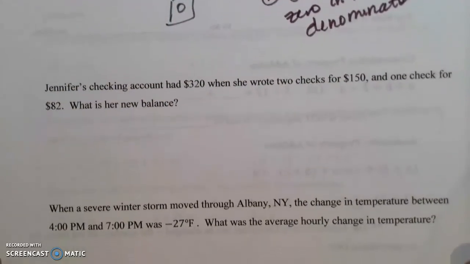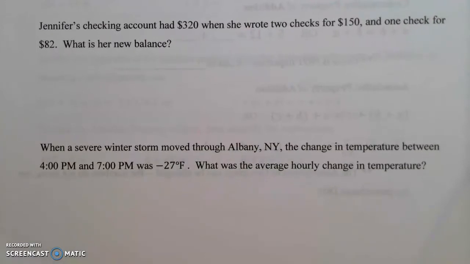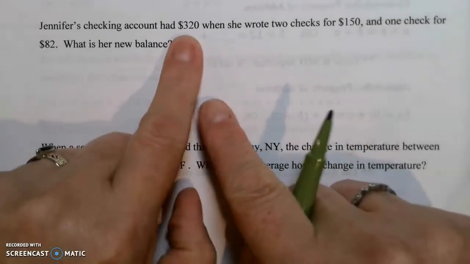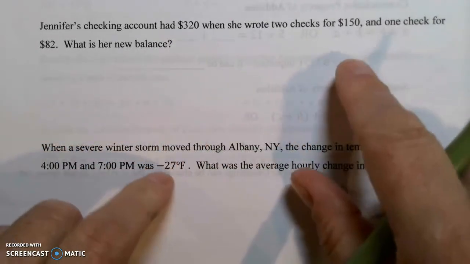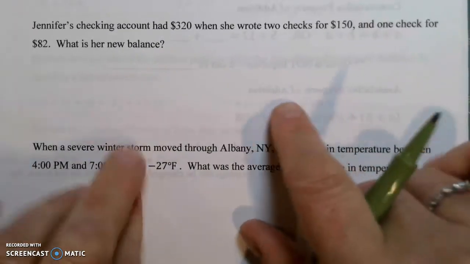All right, a couple of little word problems here going with our different operations with integers, addition, subtraction, multiplication, division. All right, so Jennifer's checking account had $320 when she wrote 2 checks for $150 and 1 check for $82.